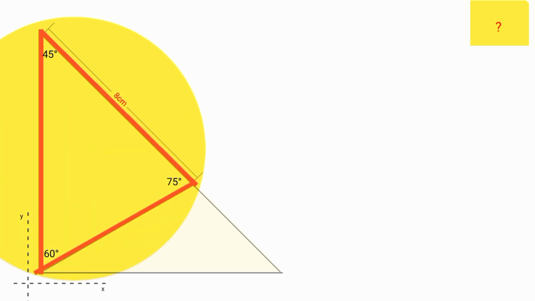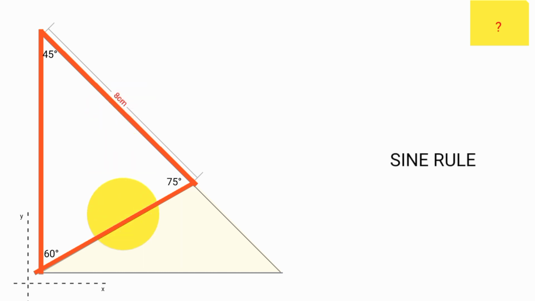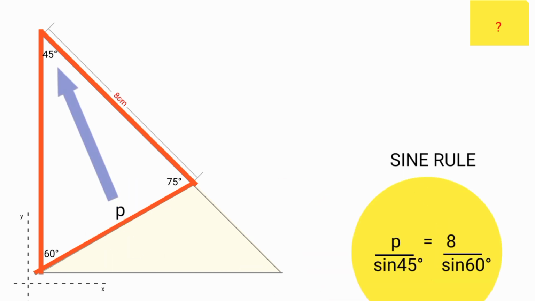So from this triangle now, since we have the length of this side here and the sizes of its angles, we can use the sine rule to find the length of this side here. Let's label it P. Now applying the sine rule, P over sine 45 degrees equals 8 over sine 60 degrees.